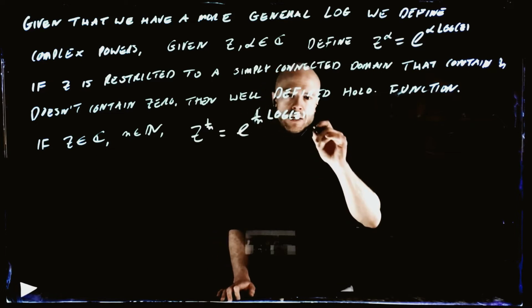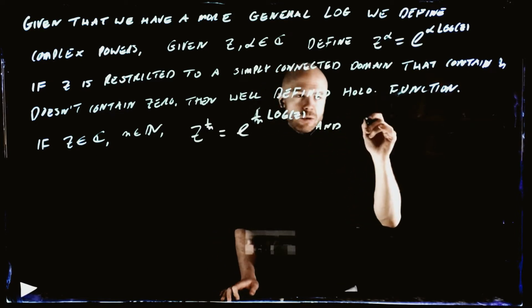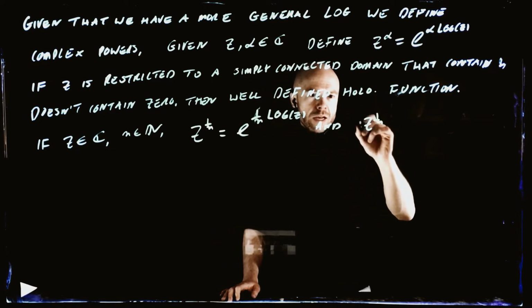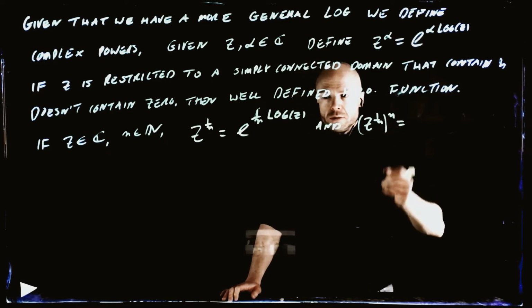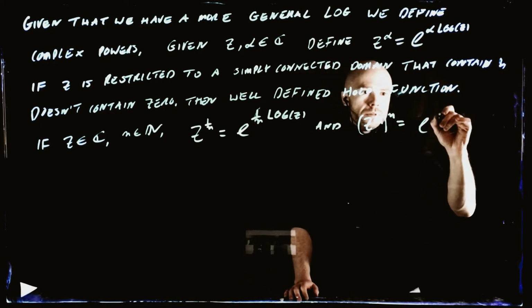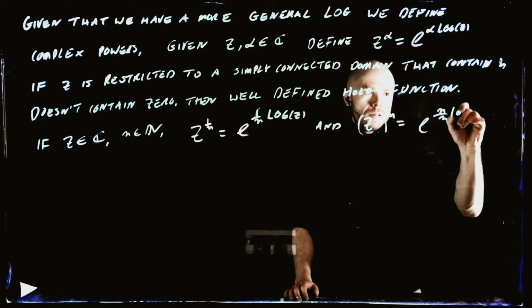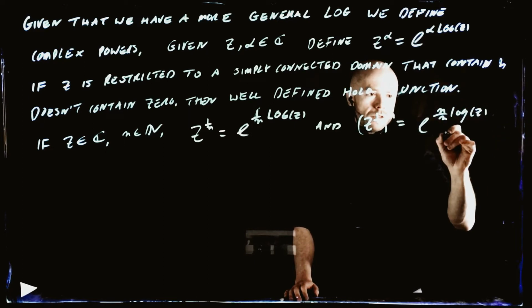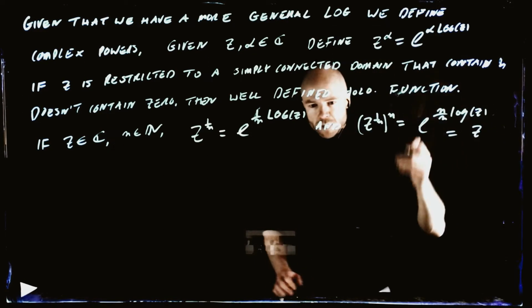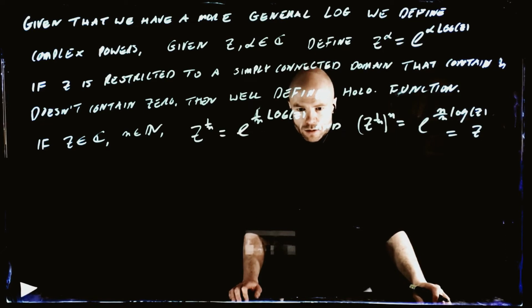Yeah? And let's see what happens when we do z to the 1 over n, to the n. Then this is just e to the n over n log of z, which is just z, so it does what we expect it to do. Yeah?